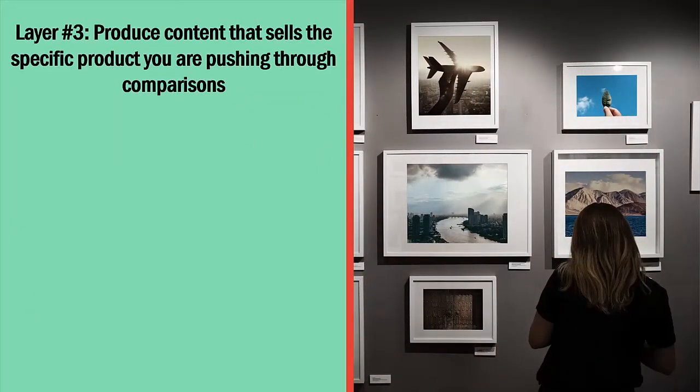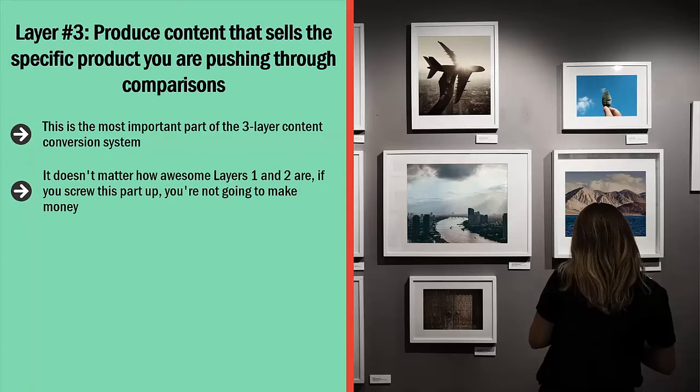Layer number 3. Produce content that sells the specific product you are pushing through comparisons. This is the most important part of the 3-layer content conversion system. Drop the ball here and you're not going to make a sale. Seriously. It doesn't matter how awesome layers 1 and 2 are. If you screw this part up, you're not going to make money.